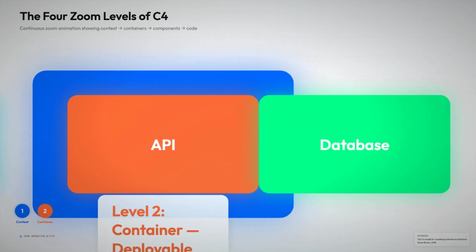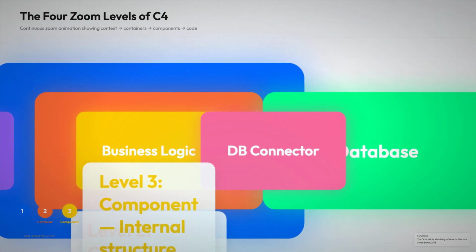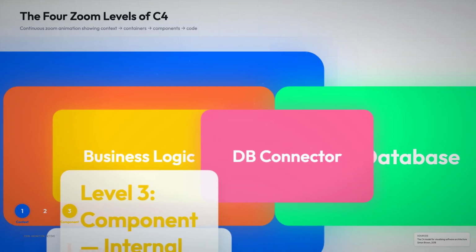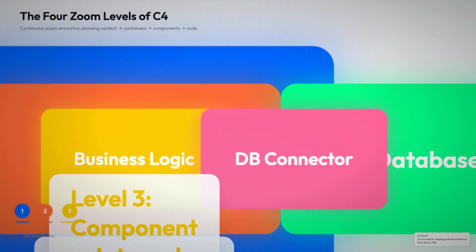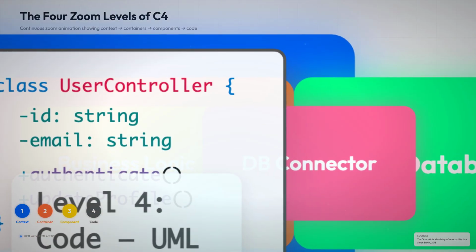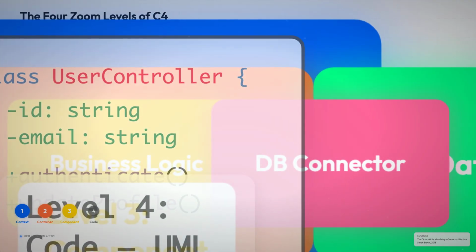Zoom into Level 2: Container. Open that box to show deployable units. Web applications, APIs, databases, message queues. This diagram reveals major technical pieces and communication paths. Useful for design reviews and onboarding. Grasp it in 10 minutes. Keep it under 15 boxes to avoid clutter.